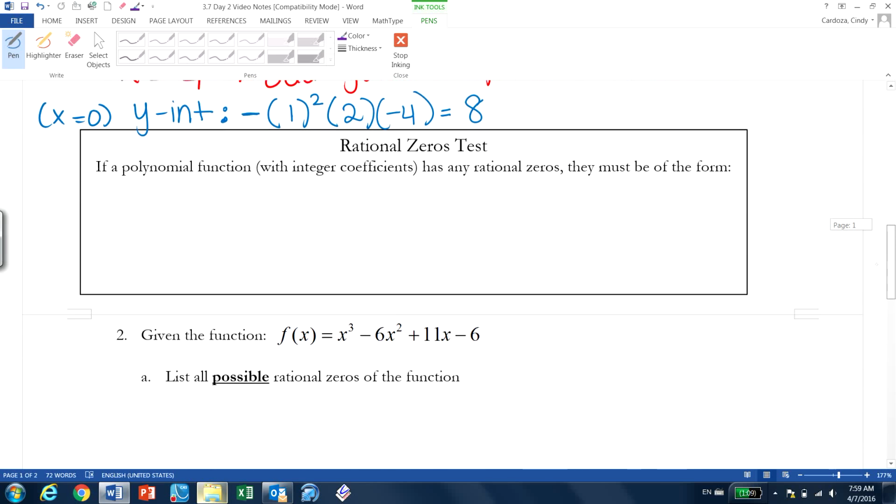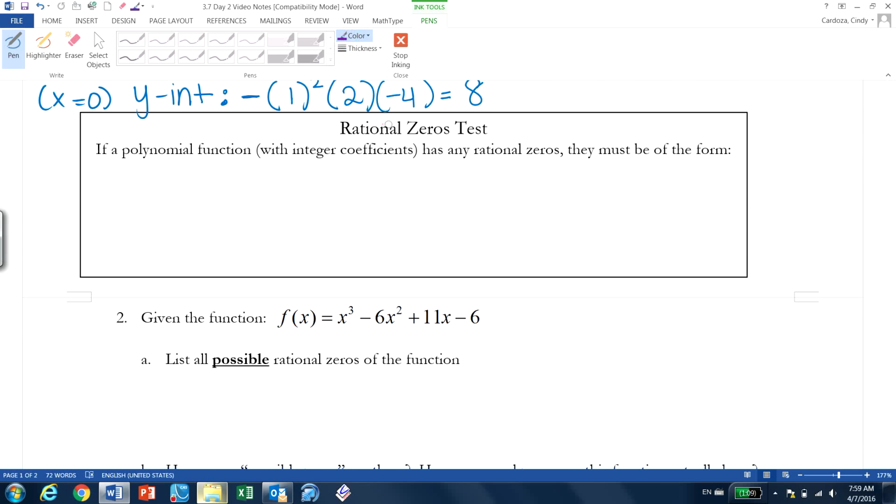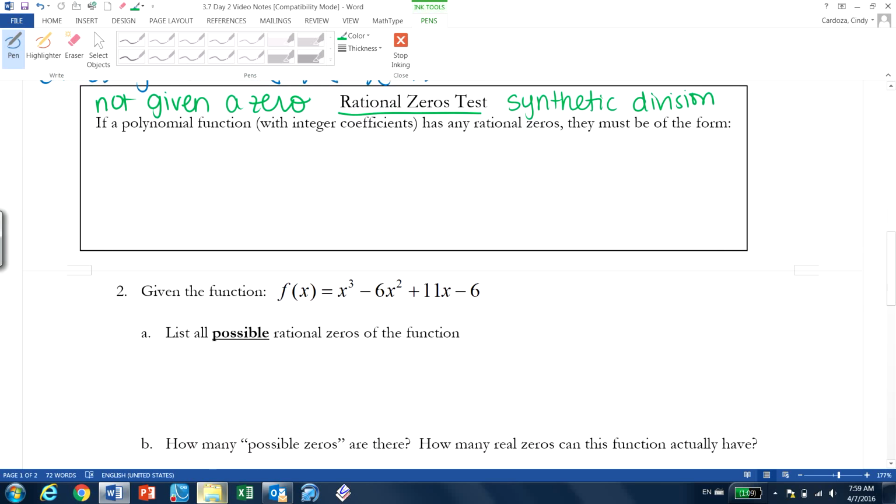This second part goes into something a little bit different. So normally when I ask you to find all of the zeros of a polynomial, we are used to using synthetic division, but I normally give you a 0. Sometimes, if you're not given a 0, you're going to use the rational roots test. Okay, so the rational zeros test gives us a list of all the possible x-intercepts. That doesn't mean that they're all the x-intercepts, but my x-intercepts are in that list, okay?